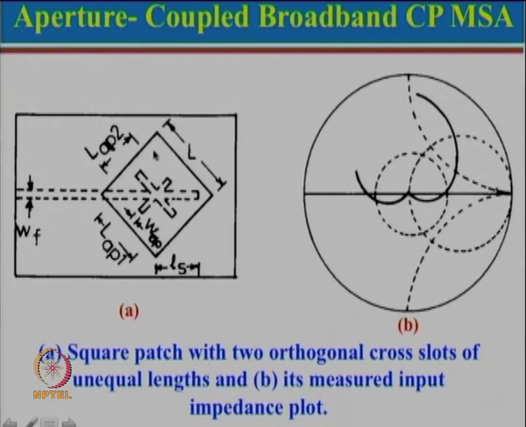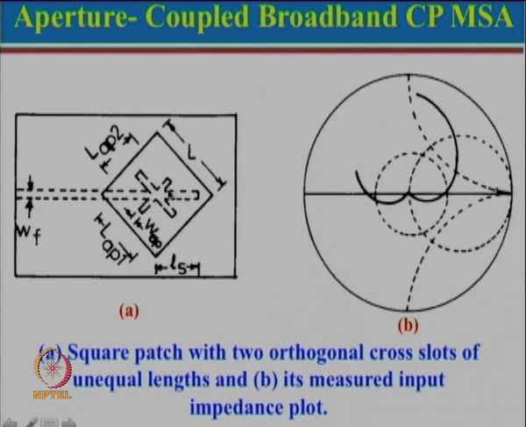So, you just need to imagine that there are two substrates. On the top side of the first substrate, the patch is there. Underneath of that, let us say there is a ground plane and we cut an aperture slot over here, and on the second substrate, which is on the other side, there is a microstrip line here.